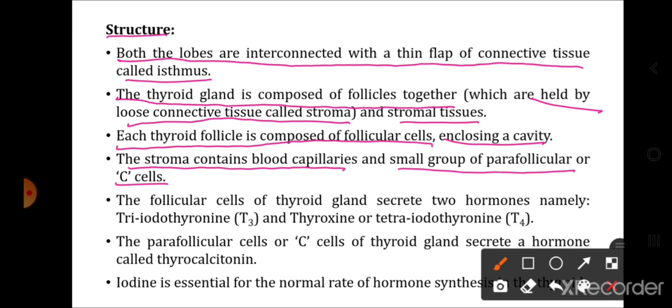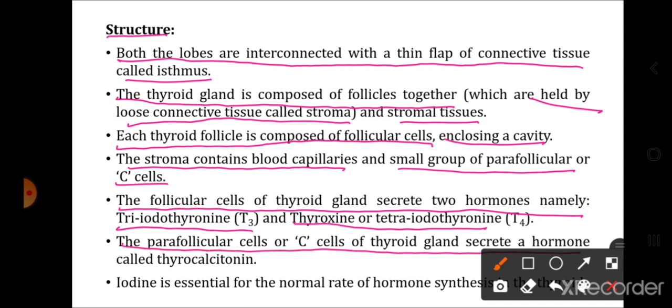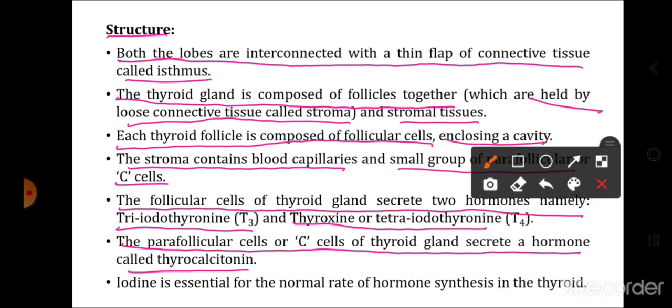So this stromal tissue also contains the blood capillaries along with a small group of parafollicular cells, also called C cells. The follicular cells of the thyroid gland secrete two hormones, namely triiodothyronine, that is T3, and thyroxine, also called tetraiodothyronine, which is T4. So the follicular cells secrete two important hormones, T3 and T4. Whereas the parafollicular or C cells of the thyroid gland secrete a hormone called thyrocalcitonin.